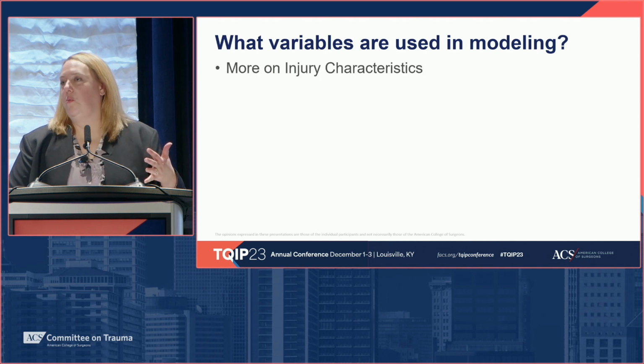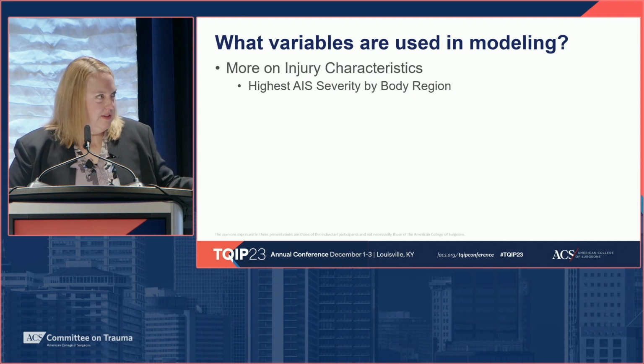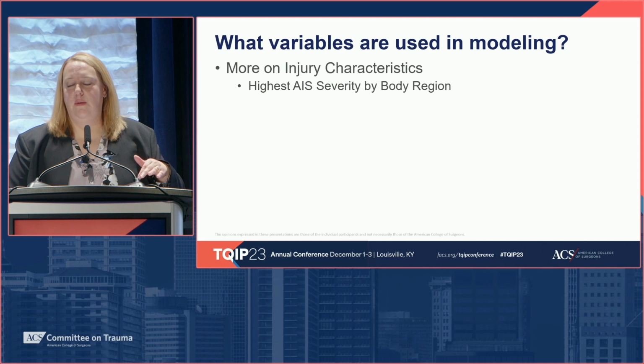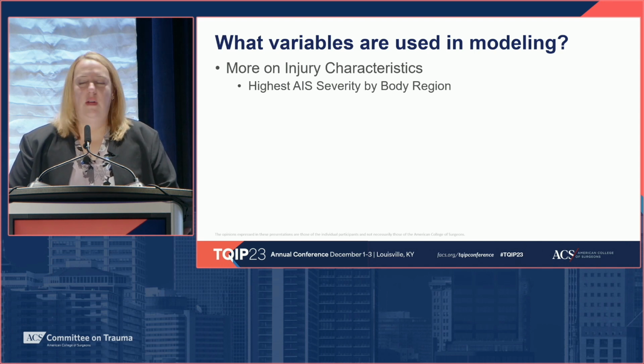So how do we incorporate the injury characteristics into our models? We do this a couple different ways. We do look at the highest AIS severity by body region. So the 8 body regions, we look at the highest AIS severity for any region that happened in those 8 body regions, and then we include those each as a model variable.